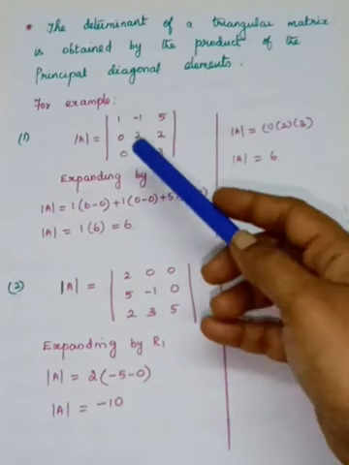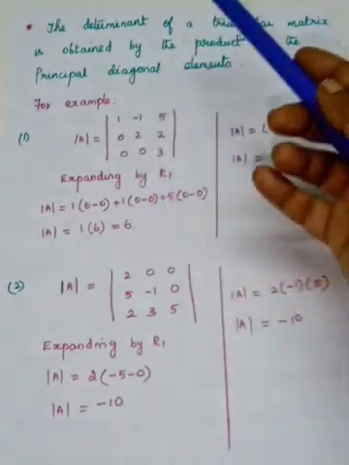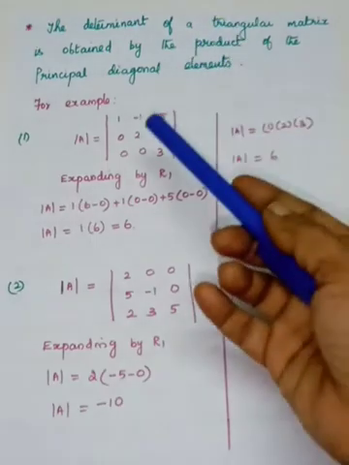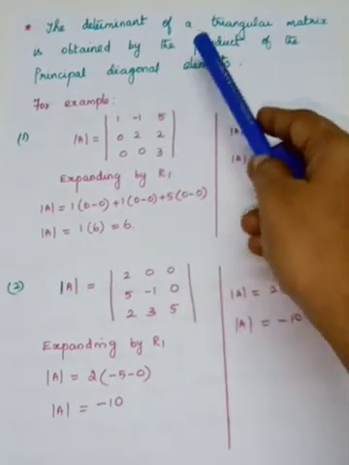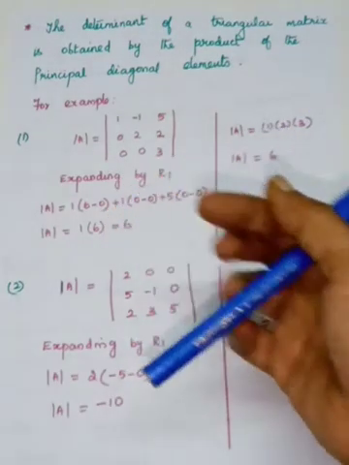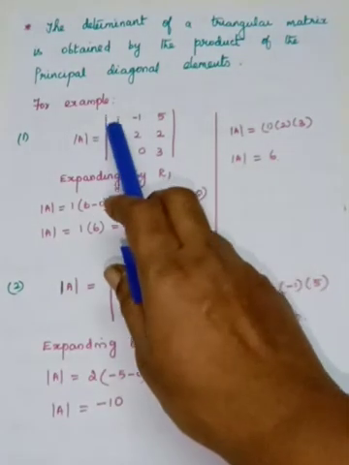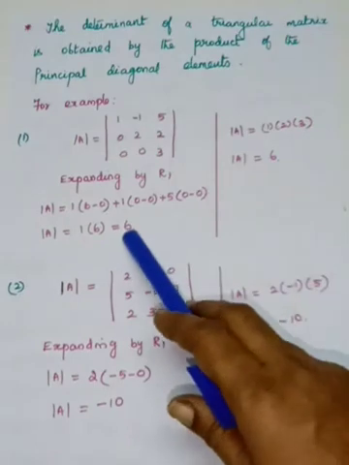So this is a triangular matrix. What triangular matrix? Upper triangular matrix. So for the triangular matrix, if you want to find the determinant value, according to this, you have to take the product of the principal diagonal elements. You need not go for this expansion. What is the principal diagonal? 1 into 2 into 3. What is the answer? 6. Here also you will have 6.